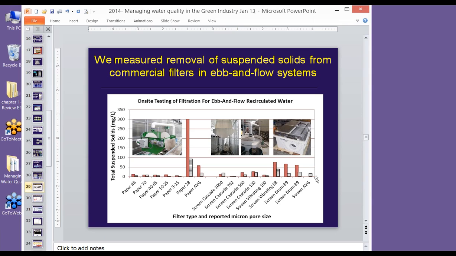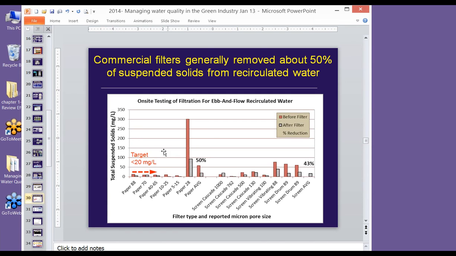We evaluated the other filters here, and you can see the different types of filters. The first group are all paper filters up here, and these are all screen filters here. Then we measured the concentration of total suspended solids. What we learned is that in most of the systems that we evaluated, and these are all recirculated systems, the red bar is the before and the white bar is the after. You can see that even before filtration, the target of under 20 milligrams per liter was achieved. So that's very important. We know that even though we're thinking about having a high total suspended solids load, it's not as bad as we thought it would be, on one hand.